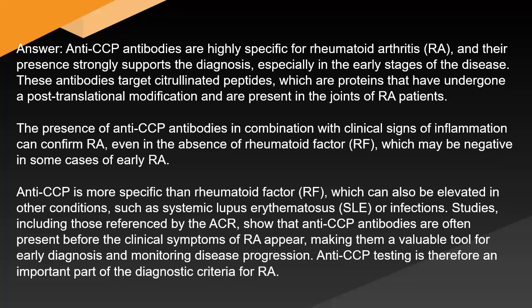The presence of anti-CCP antibodies in combination with clinical signs of inflammation can confirm RA even in the absence of rheumatoid factor (RF), which may be negative in some cases of early RA.